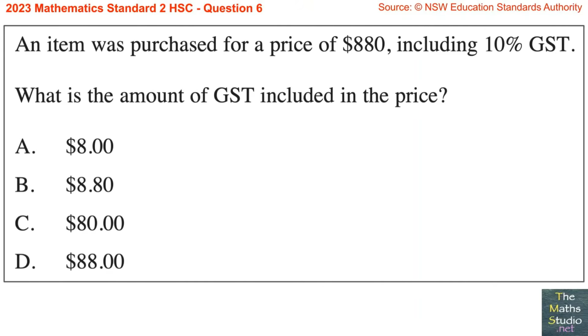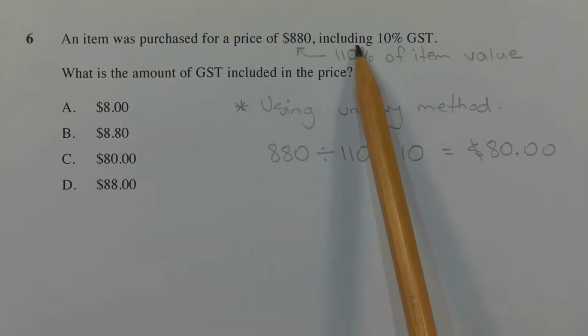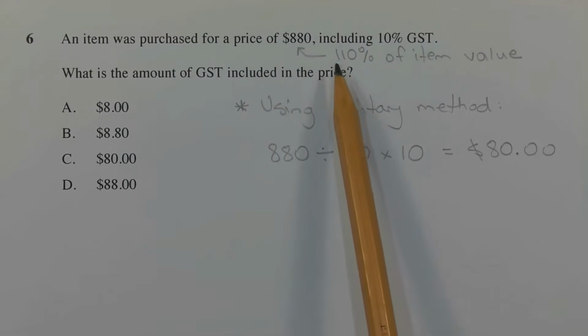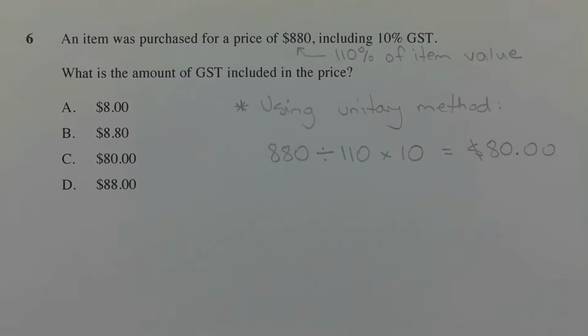Question 6. An item was purchased for a price of $880, including 10% GST. What is the amount of GST included in the price? Since this price includes 10% GST, $880 represents 110% of the item's value. So that's 100%, which is the item's value, plus 10% GST, and that gives us the 110%.